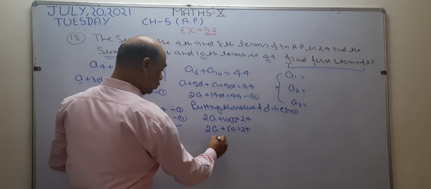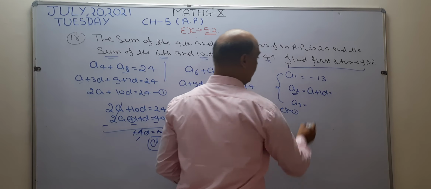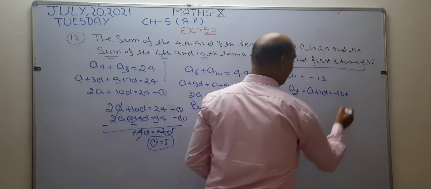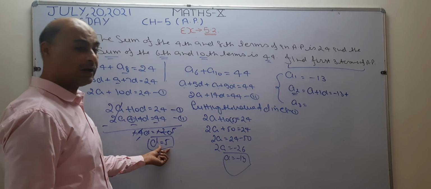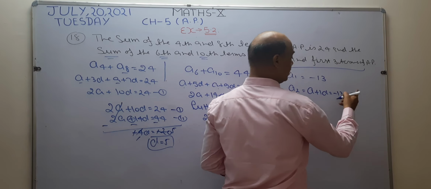Now I want to find its first three terms. As you know, A1 is the first term. First term is minus 13, so you have to write here minus 13. How do we find the second term of the AP? The formula for the second term is A plus 1D. What is the value of A? Minus 13. What is the value of D? D is given as 5. So write here 5. Minus 13 plus 5 is minus 8. So the answer becomes minus 8.